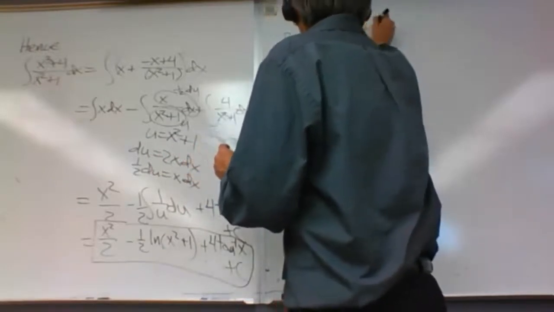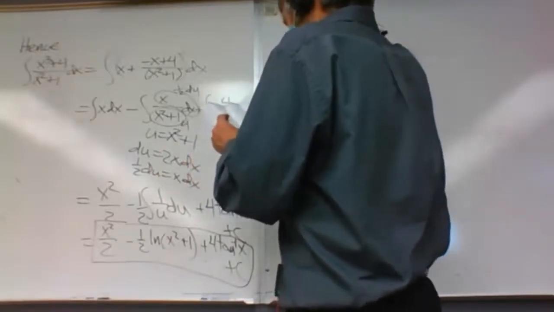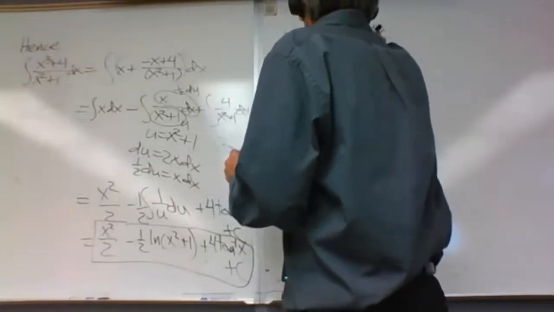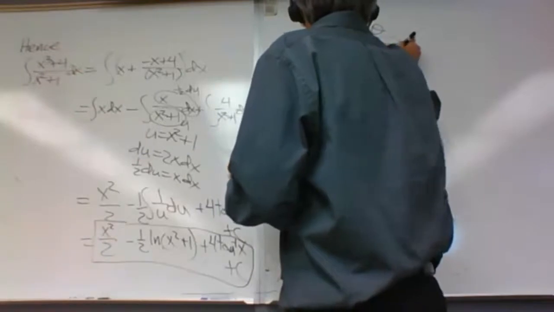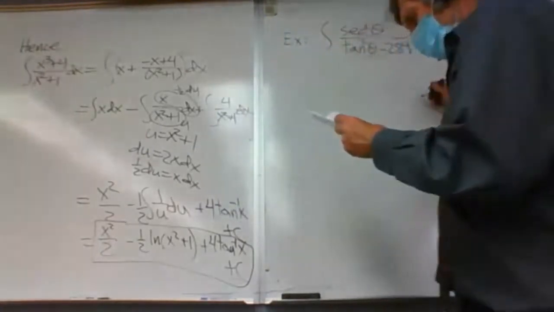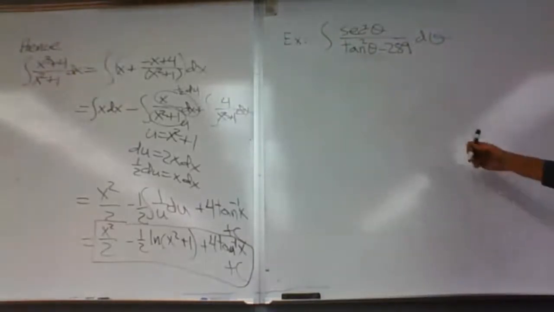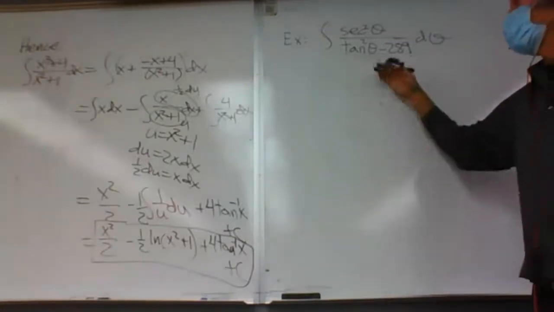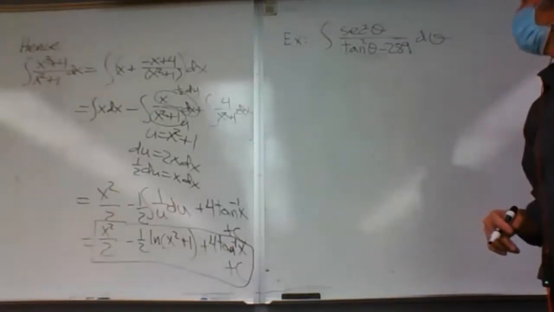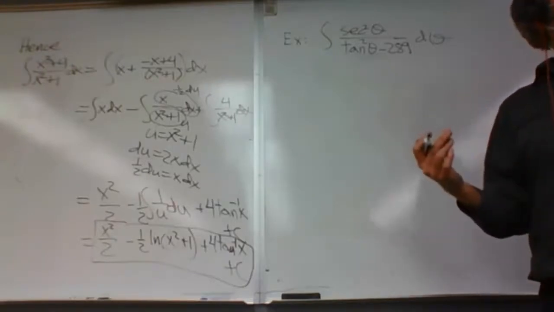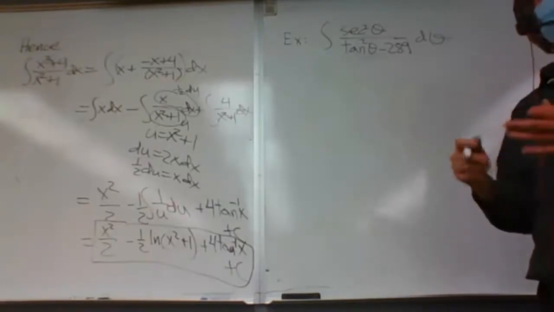But here's this one, similar to a homework problem. If I want to integrate secant squared theta over tangent squared theta minus 289 with respect to theta. How about that? That looks initially hard. Part of this is just to get you a little practice at these so you can look at them and recognize what to do.